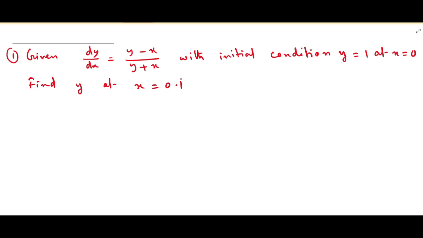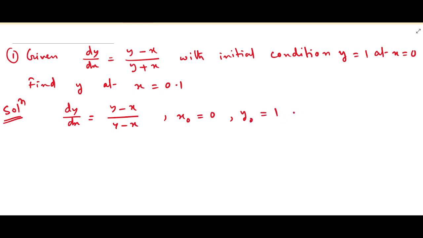It will be mentioned in the question to solve this initial value problem by Euler's method. Otherwise you can use Taylor's method also. So it is up to us. Okay, now let us start. So here what is given? dy by dx is equal to y minus x divided by y plus x, our x naught is 0, y naught equals 1, right? To find y at x equal to 0.1. We have to find y at x equal to 0.1.